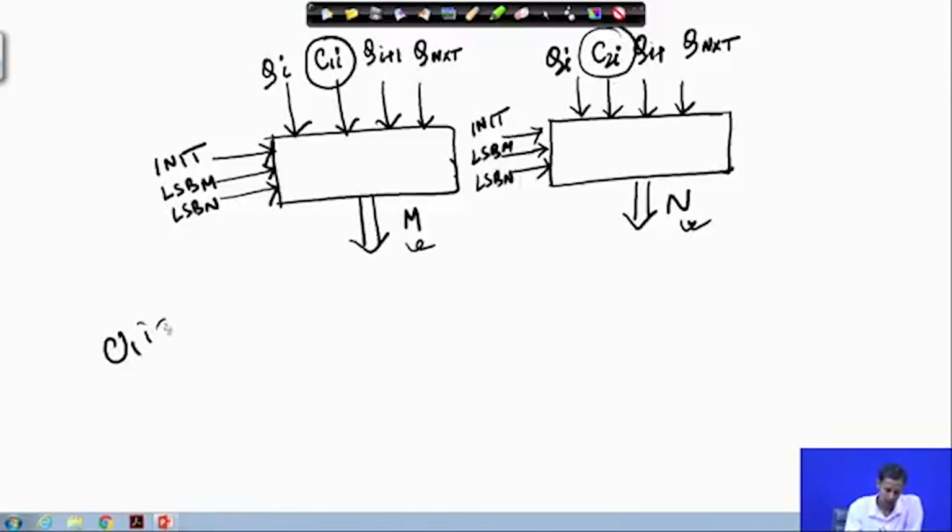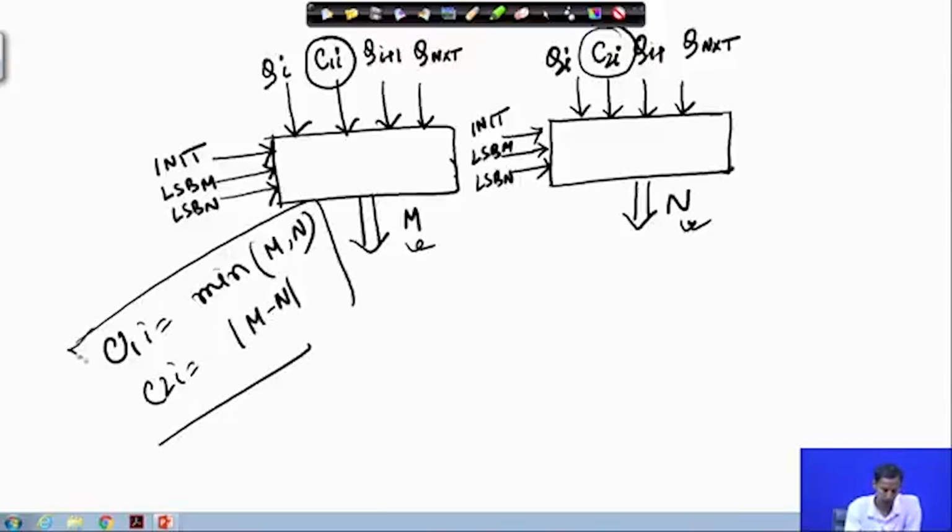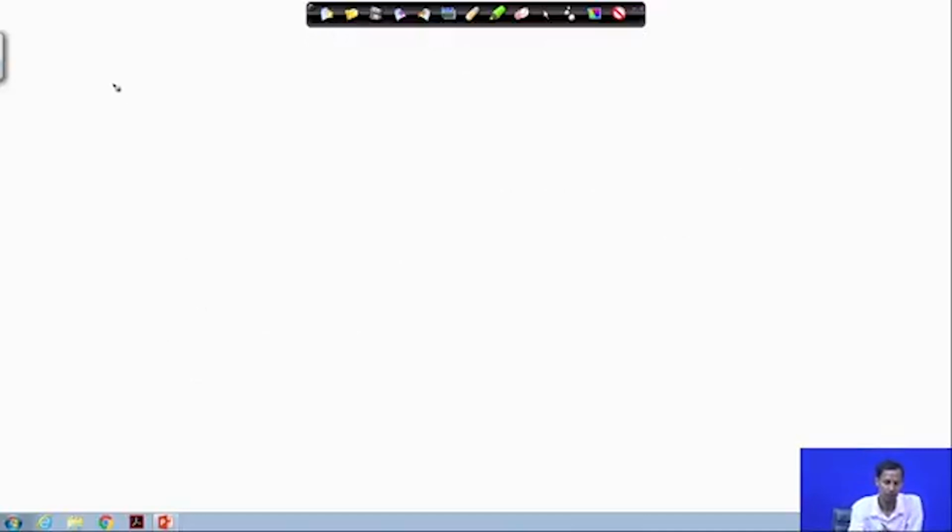What is C1i? That is the minimum of m and n, and C2i is the mod of m minus n. That means I need circuits which will implement these two functions. So, how can I design that? Let us first start with C1, which is the minimum of m and n. How can I find that?